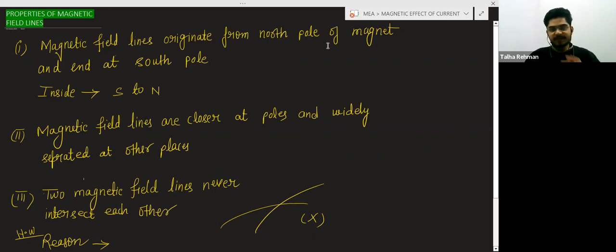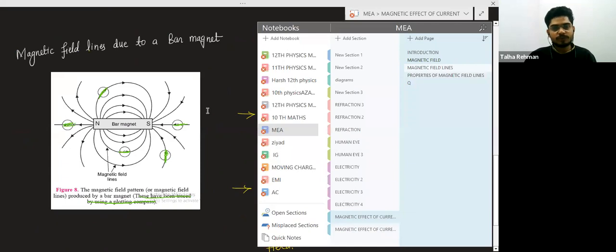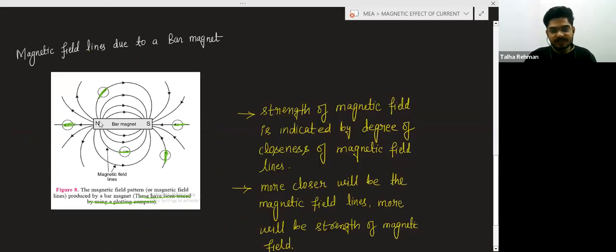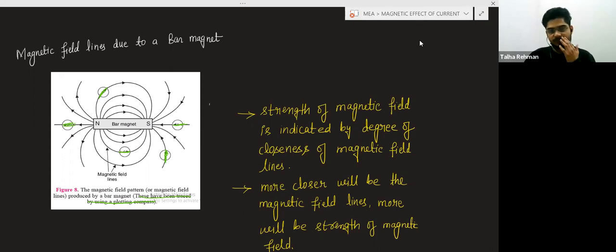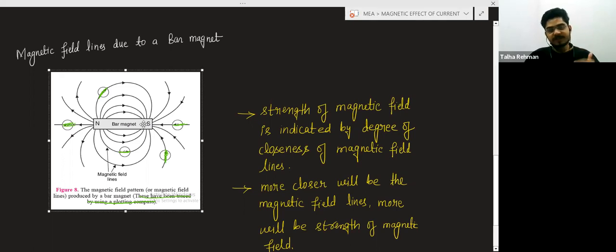North Pole and ends at the South Pole. So now you can see here, magnetic field lines are originating from the North Pole and ending at South Pole. But inside the magnet, the magnetic field lines are from south to north, originating from south inside and ends at north.